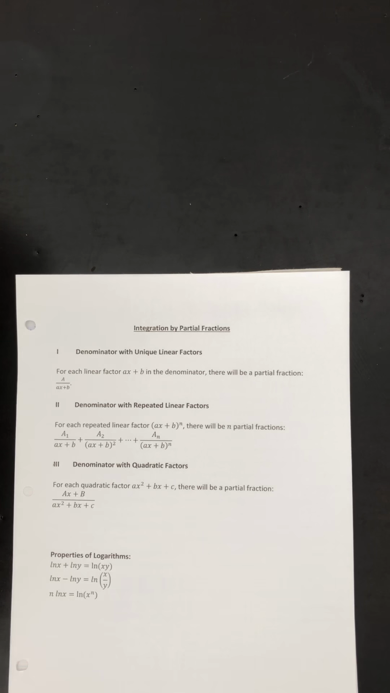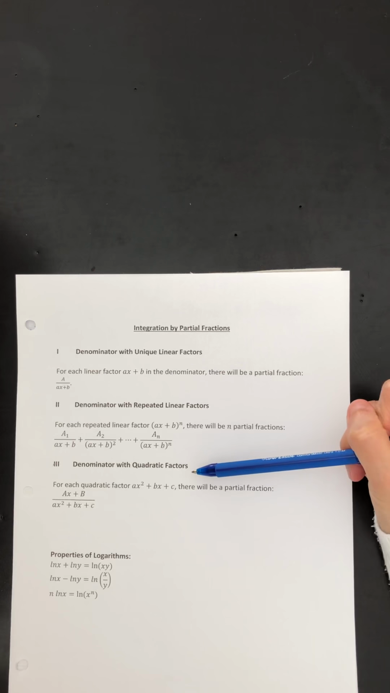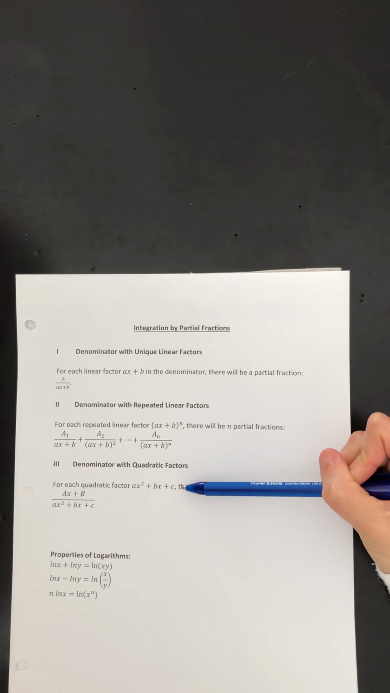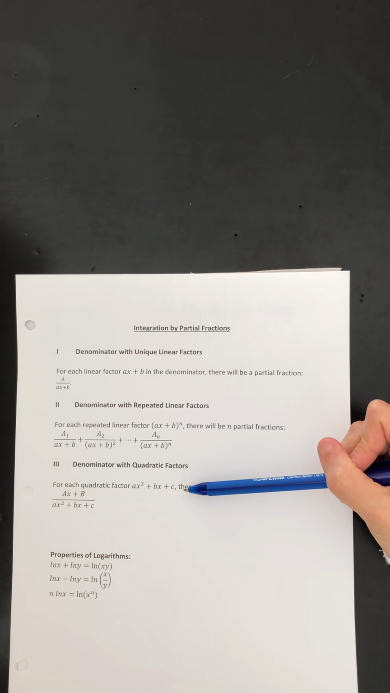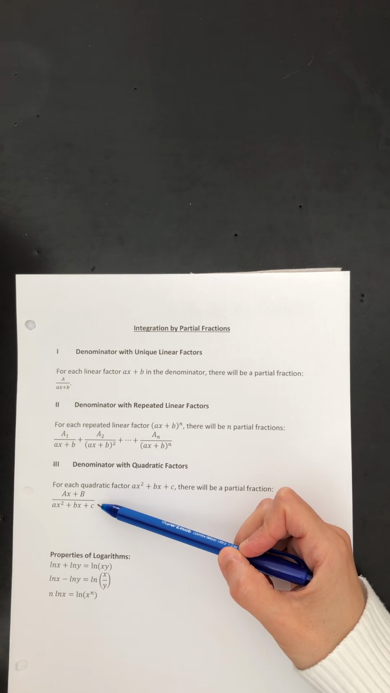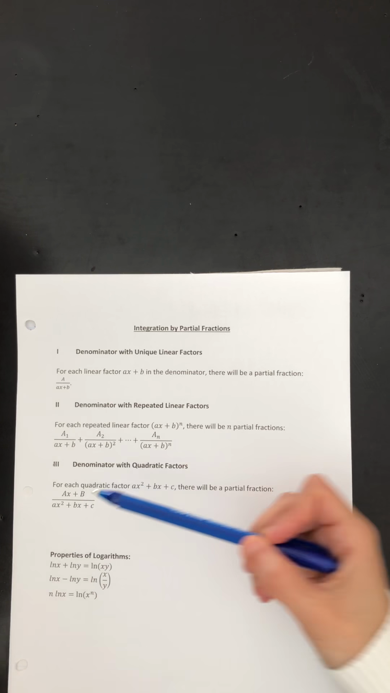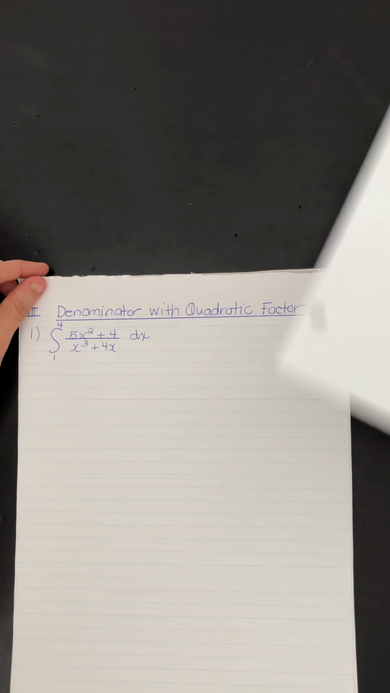Okay, today we're going to begin the last case for integration using partial fractions. This is the case where the denominator has a quadratic factor. For a quadratic factor, which will be of the form ax squared plus bx plus c, we will have a fraction of this form. Notice the numerator no longer contains a single letter, but rather the numerator is linear. Okay, so let's look at a first example.